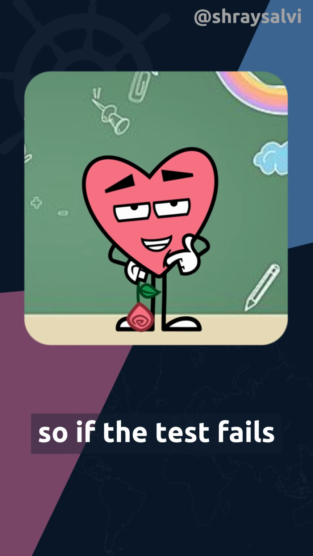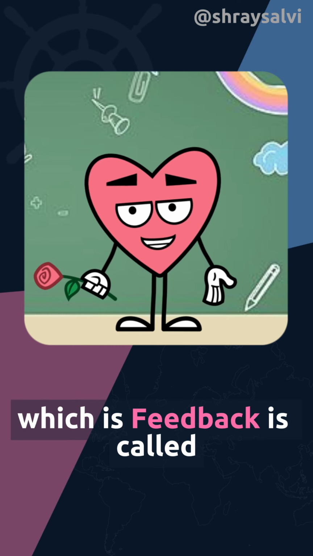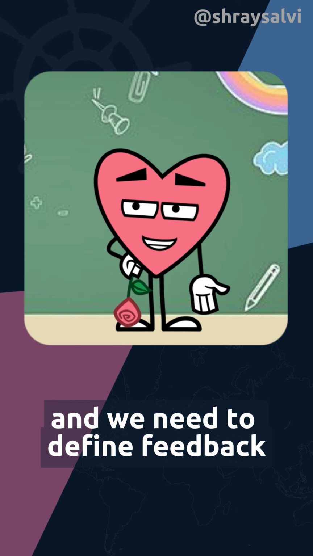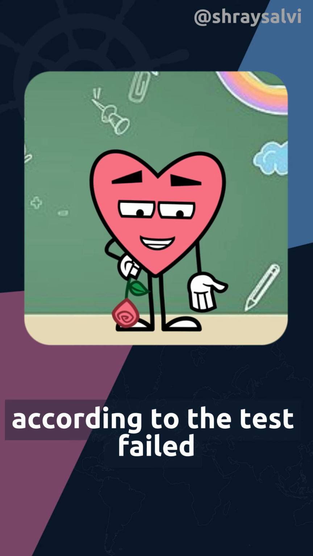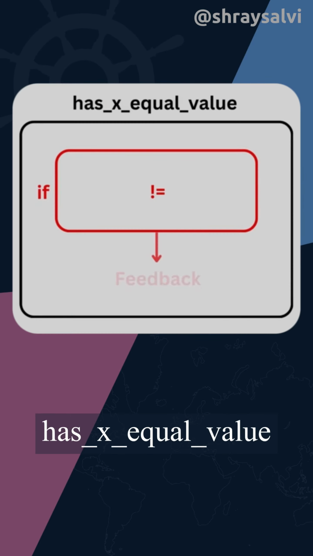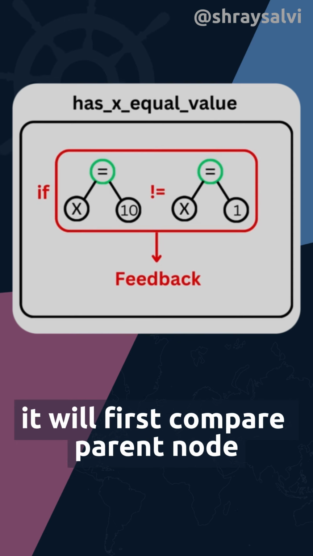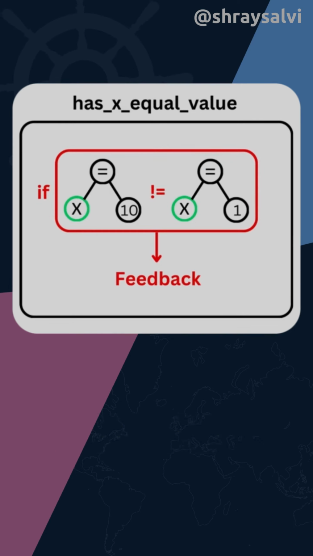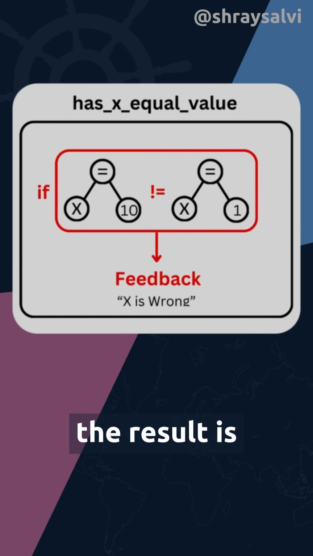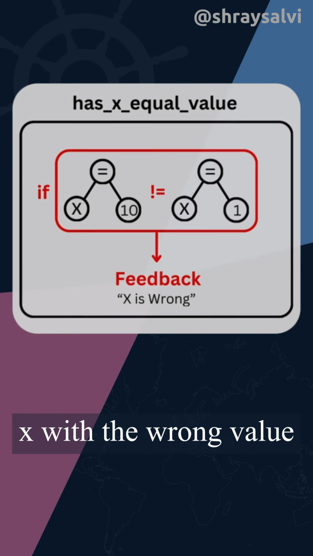So if the test fails, then the third component, which is feedback, is called. And we need to define feedback according to the test failed. So if I test has x equal value on the previous state, it will first compare the parent node, then the left child, and then the right child. Hence, the result is x with the wrong value.